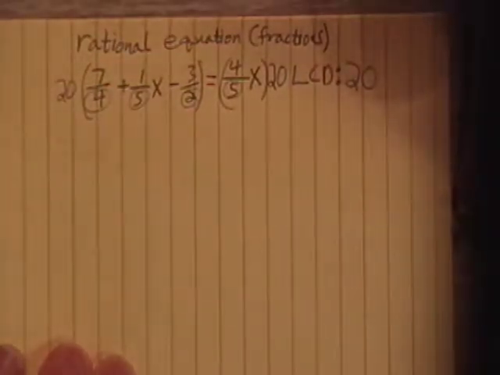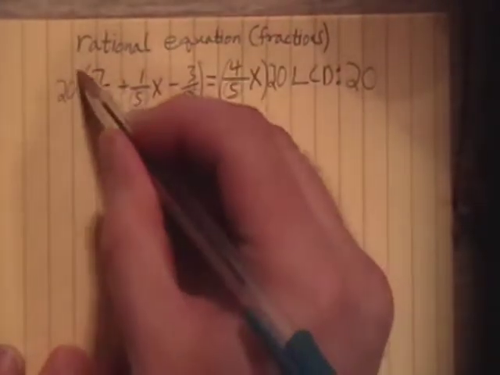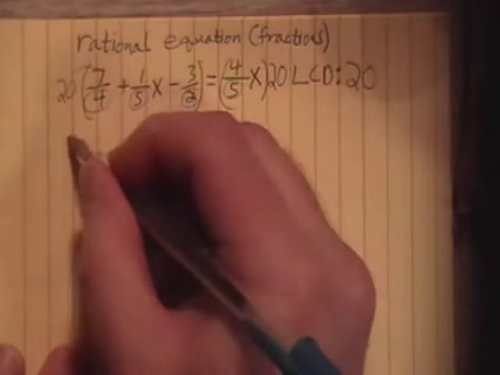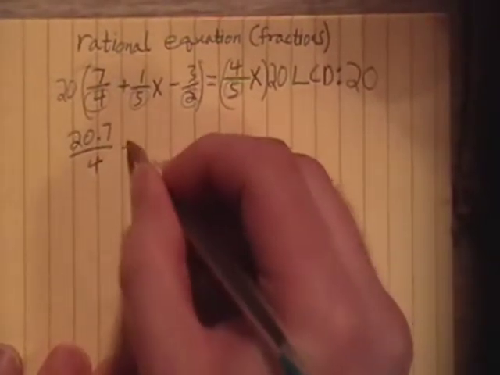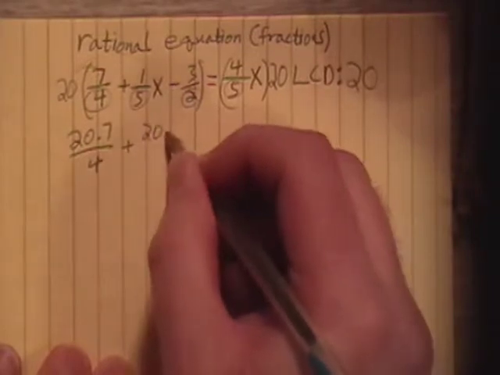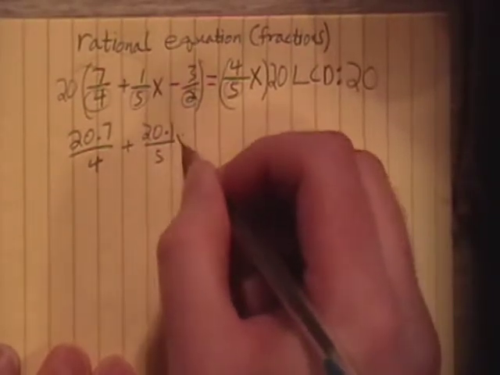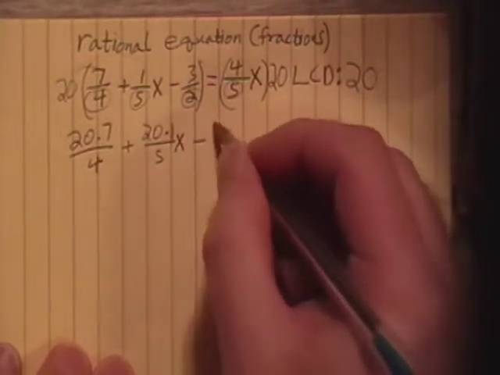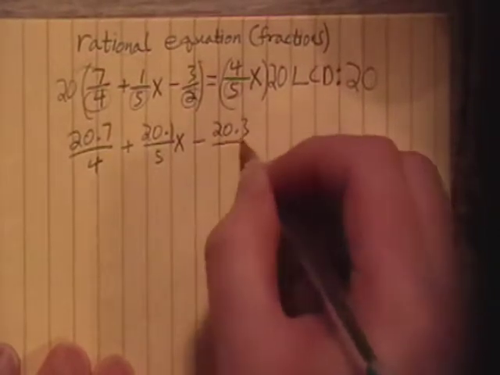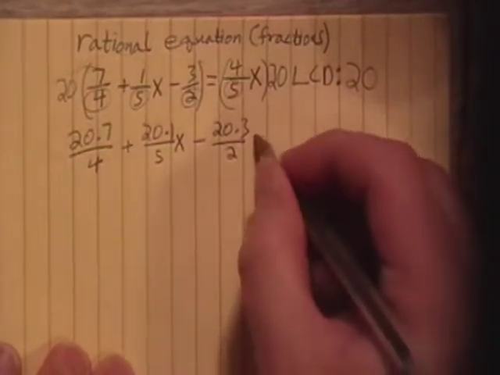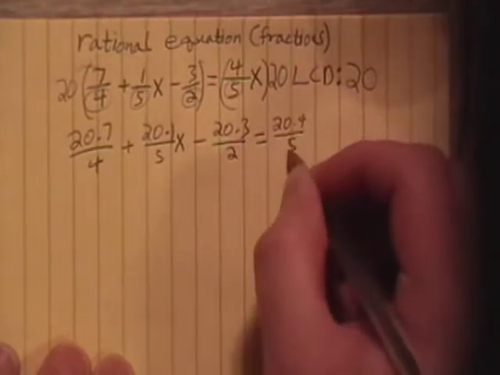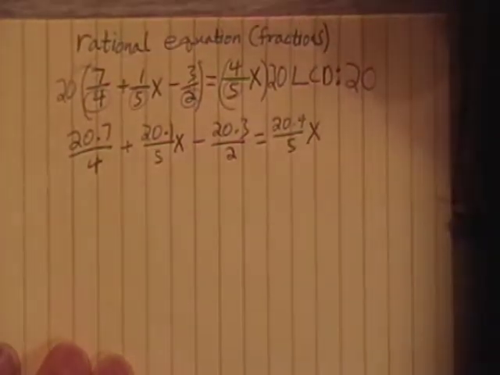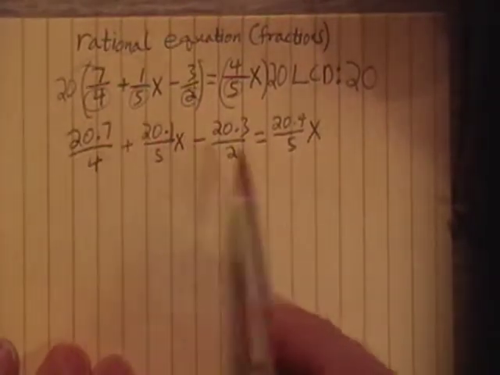That's fine. Now what I'll get if I go ahead and distribute is 20 times 7 over 4 plus 20 times 1 over 5 times x minus 20 times 3 over 2 is equal to 20 times 4 over 5 times x. Now, you may be wondering why I didn't go ahead and actually multiply them together.